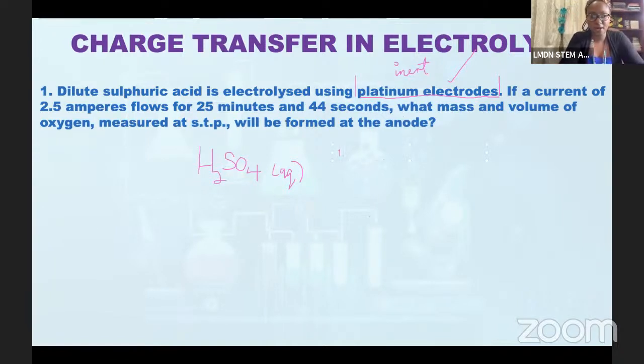So let's say step one, identify your ions. Break these up into your cations and your anions. Let that be your step one at all times. Identify what your ions are, the cations and the anions.